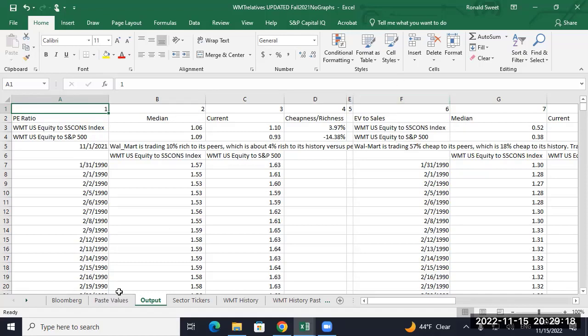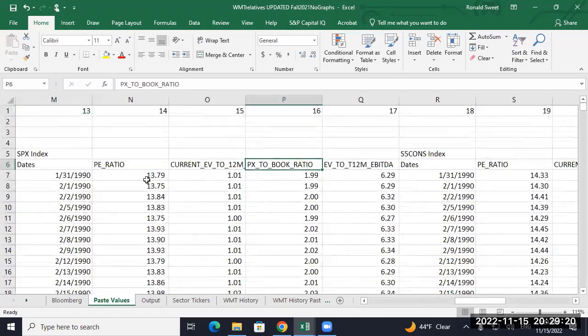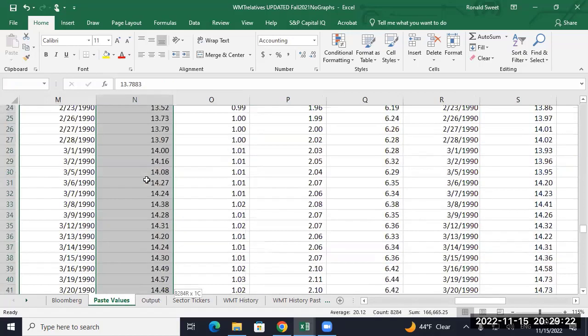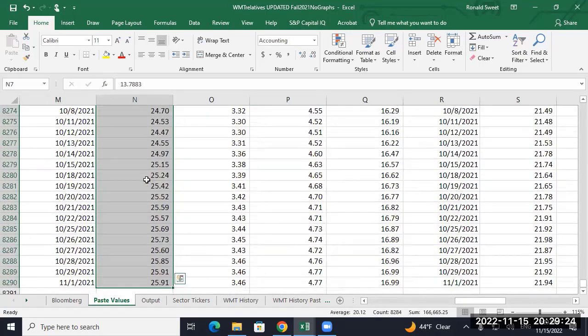Now, what else can you do with this? You do have their historical PE ratios, and that might give you some sense of what's kind of a normal PE ratio for this company. And that'll help you with the last part of paper 7.